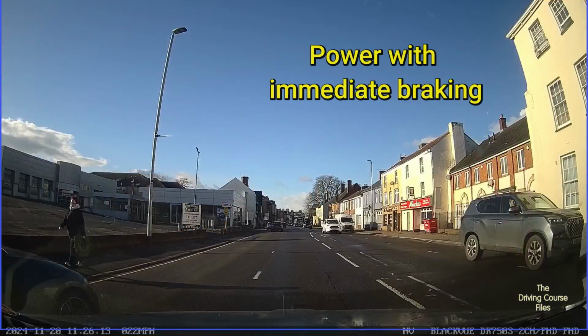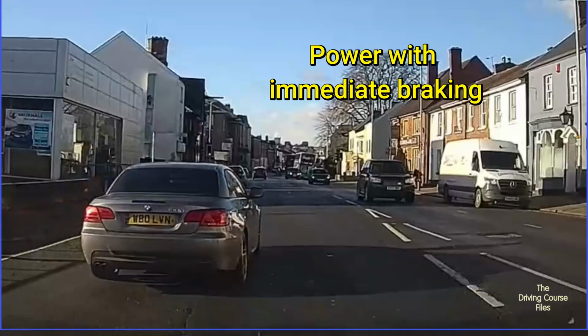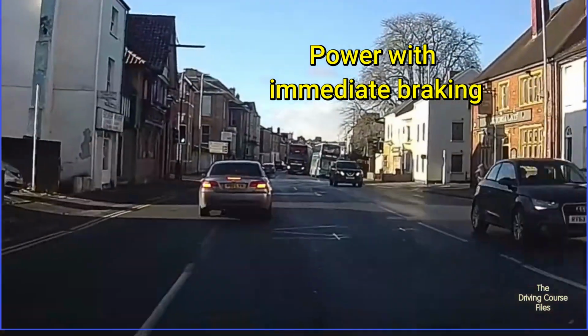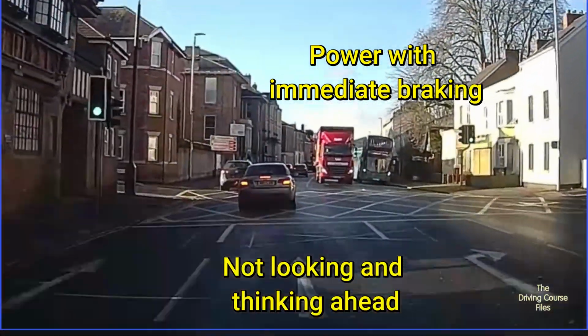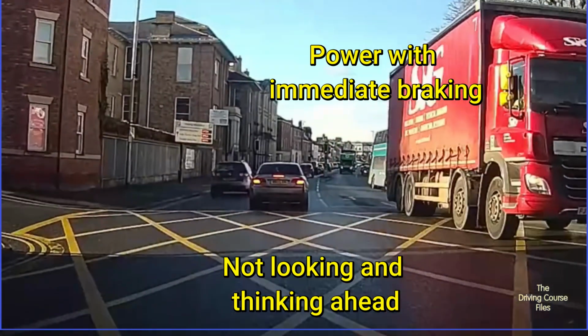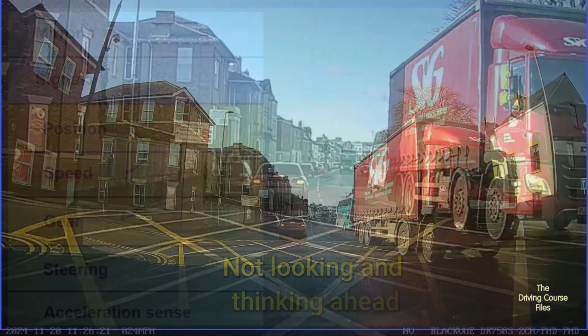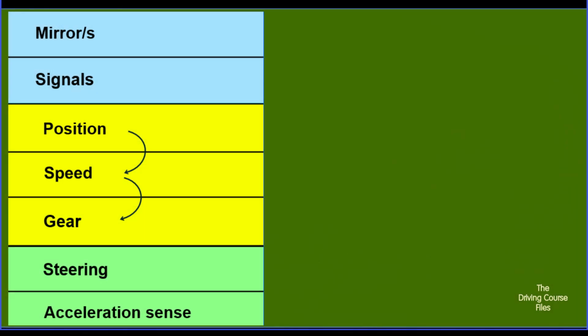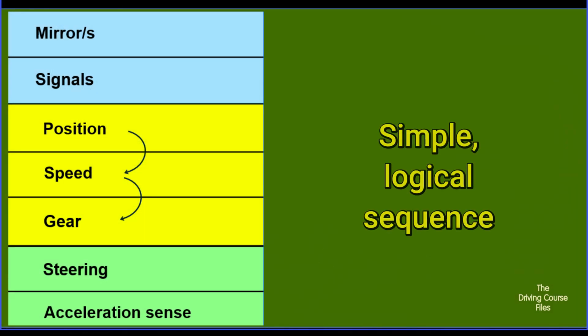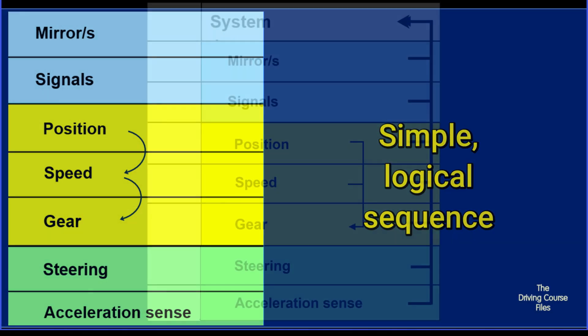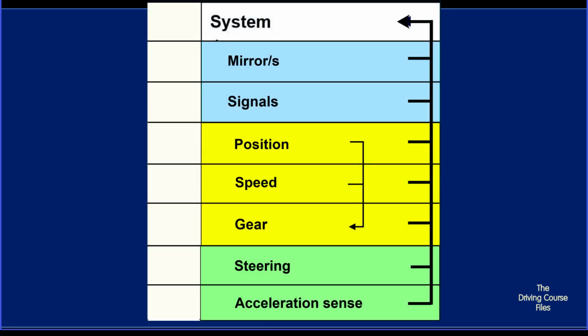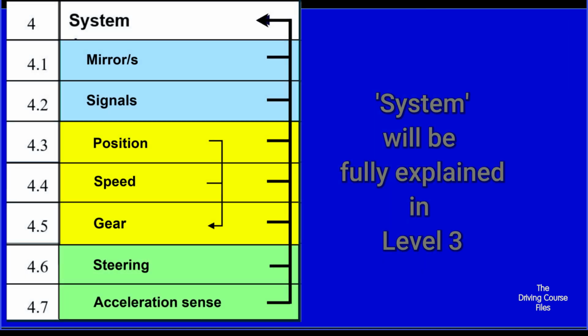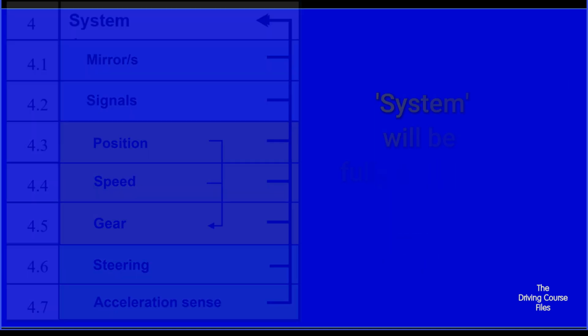The second point is that it doesn't make sense to be applying power if the next instant you're hard on the brakes. That is generally another product of not looking and thinking ahead. These elements put together form a simple logical sequence, which, in advanced driving, is called system, or originally the system of car control. It will be fully explained in level 3.